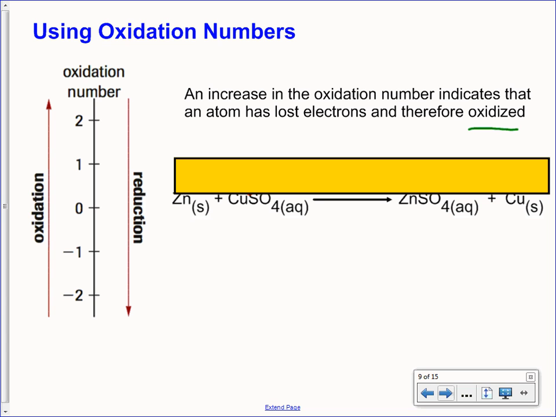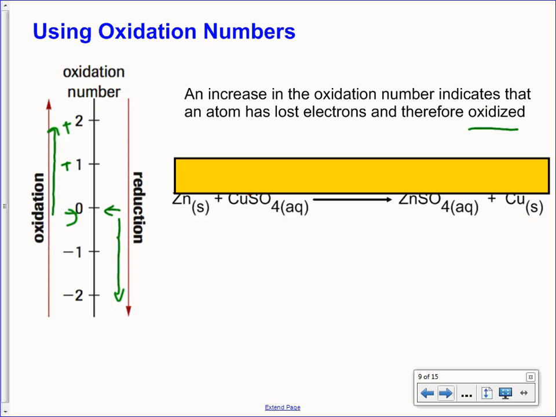So if, for example, we start with an atom with a neutral charge on it, and it now gains a charge of +2, this increase in oxidation number indicates that it has lost electrons. If we have an element that, for example, starts again with a neutral charge or an oxidation number of 0, and now acquires an oxidation number of -2 over the course of the reaction, this indicates that it has gained electrons and has undergone reduction.